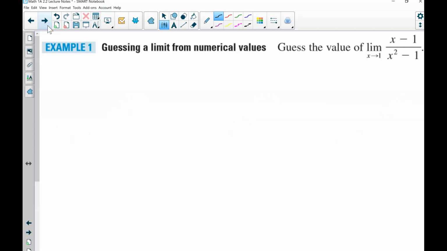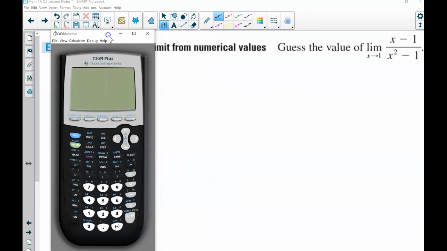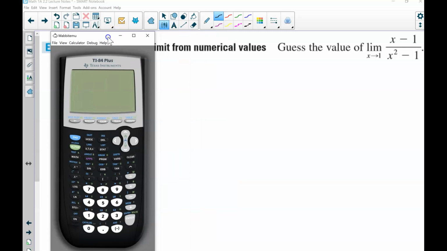Okay, now here we want to guess a limit from numerical values. We want to guess the value of the limit as x approaches 1 of the function x minus 1 over x squared minus 1. Okay, so let's go ahead and use our graphing calculator to determine some of these values. So what I'm going to do first is look at values of x that are less than or equal to 1. We're going to start on the left side and approach the value of 1.